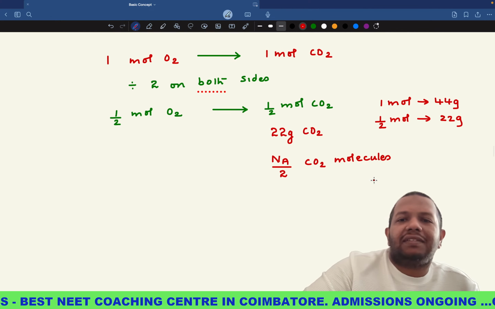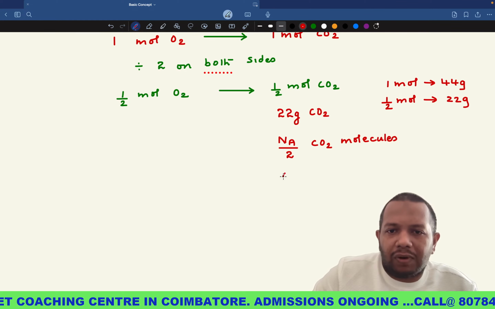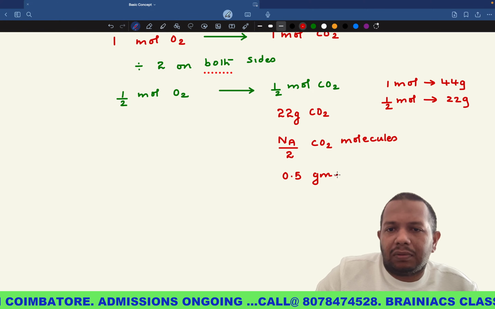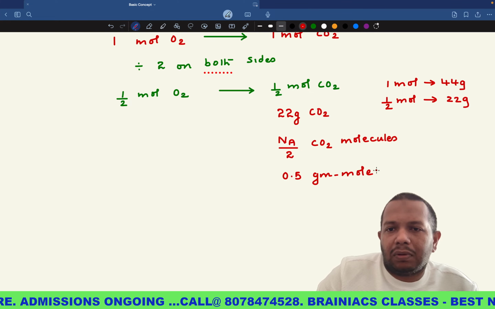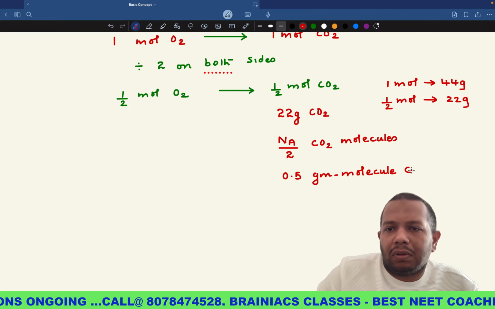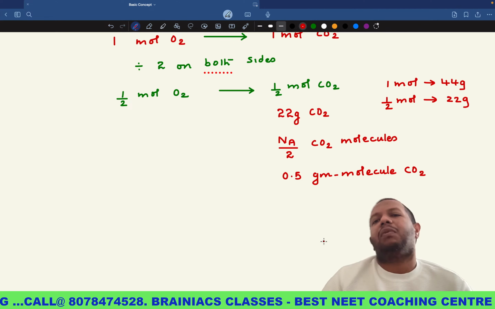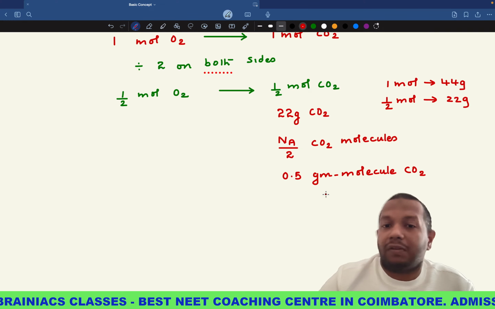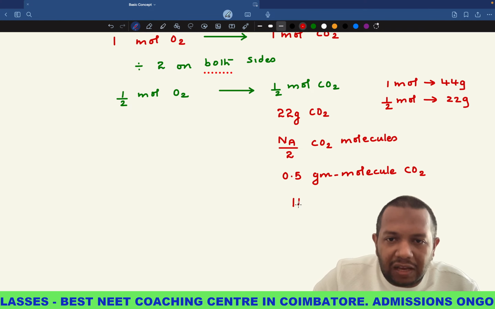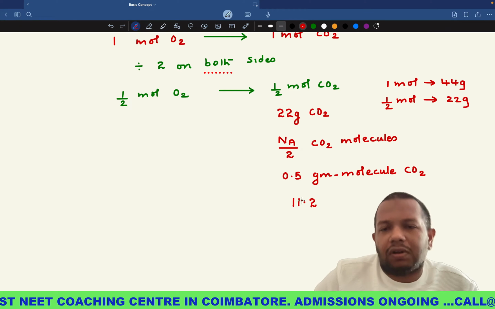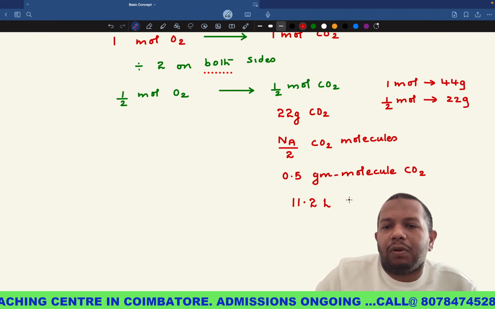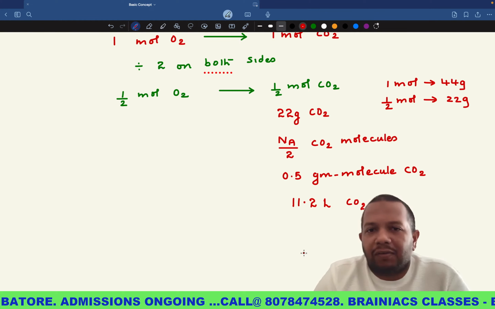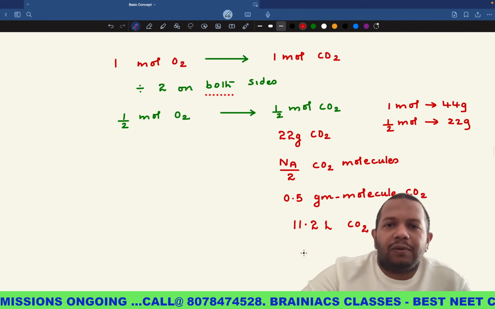And this is equal to 0.5 gram molecule CO2. Correct? So like that, this can be expressed in different ways. Even in volume, it would be 22.4 divided by 2, which becomes 11.2 liter CO2. Like that, you can express it in different ways. So I hope the question is clear for you.